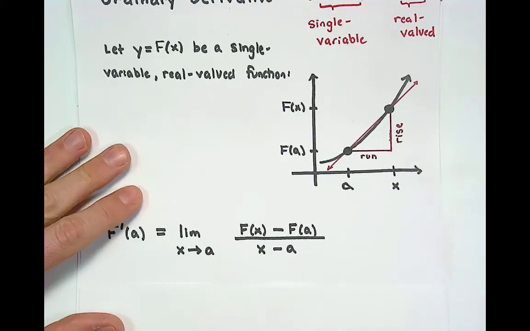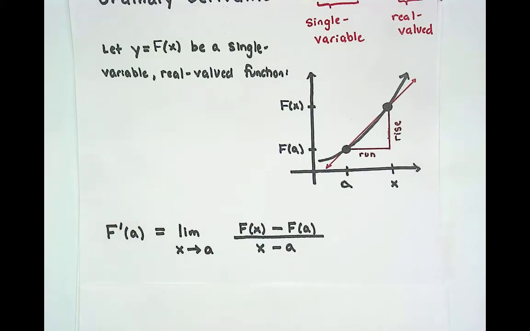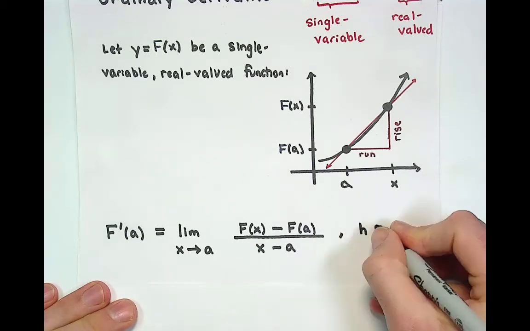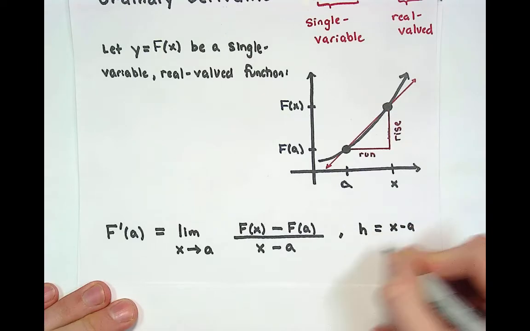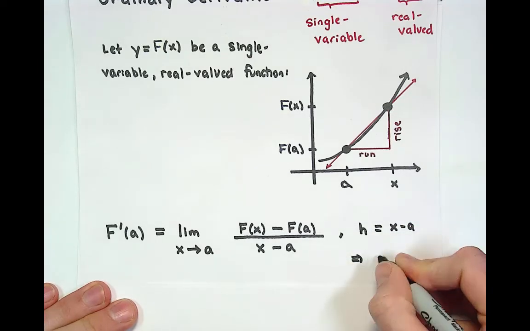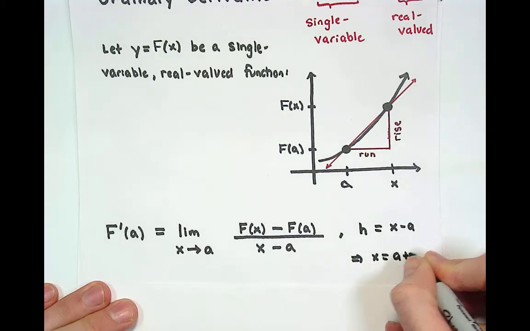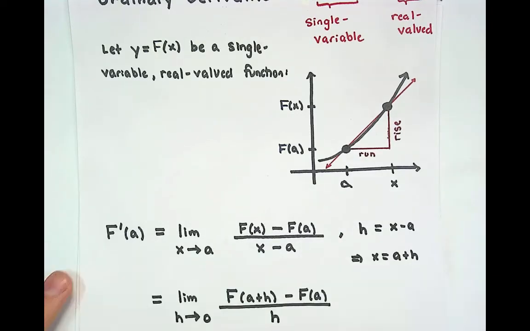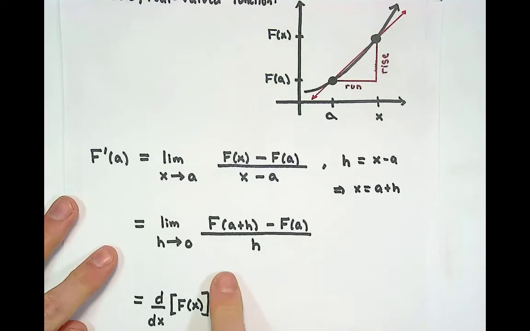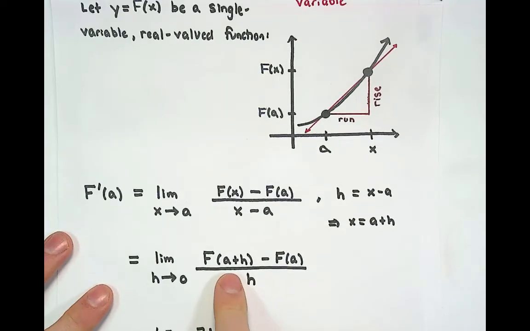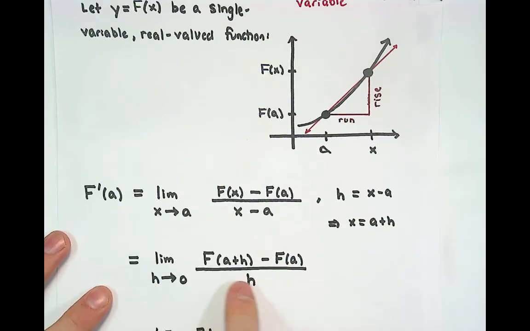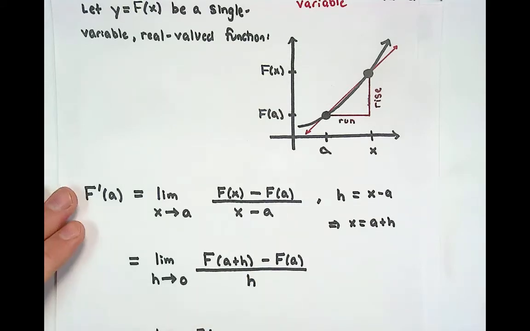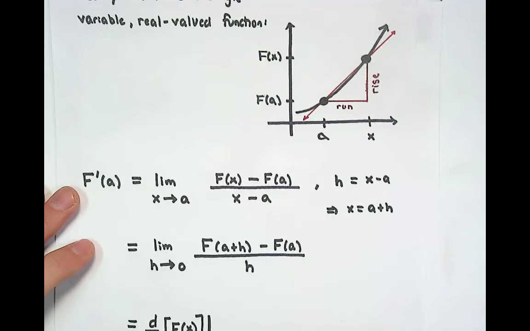Of course, we had this nice, beautiful, wonderful algebraic trick, which was to set h equal to the difference between x and a, which implied that x was given by a plus h, and this was an algebraic convenience that let us take limits more easily, which led to this equivalent definition of the derivative. This is called the difference quotient.